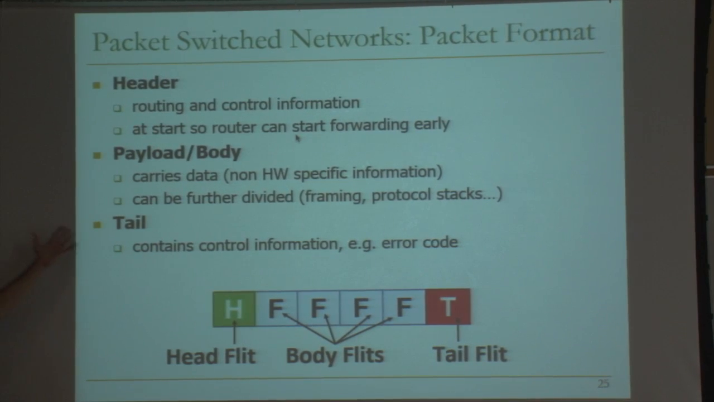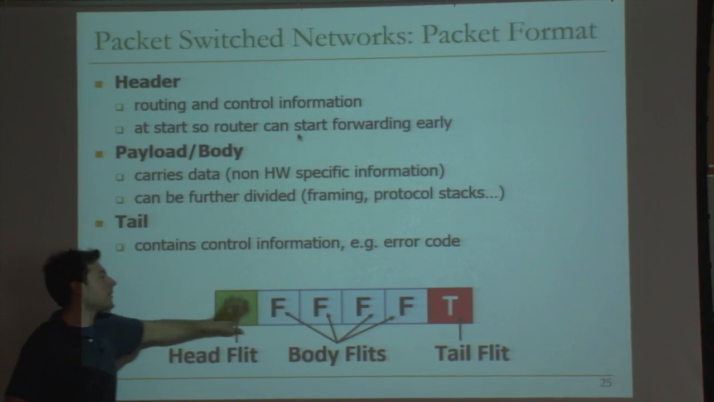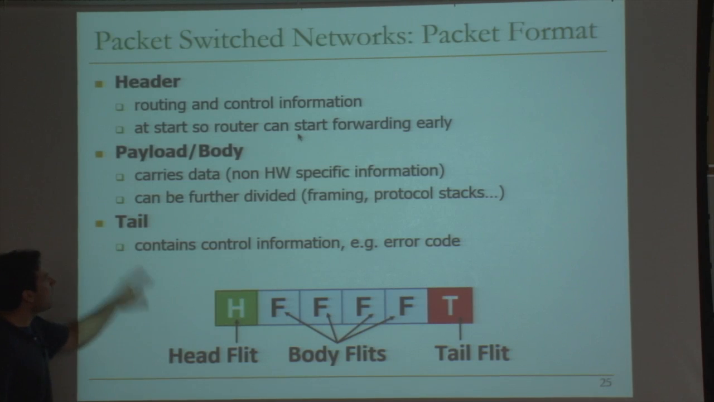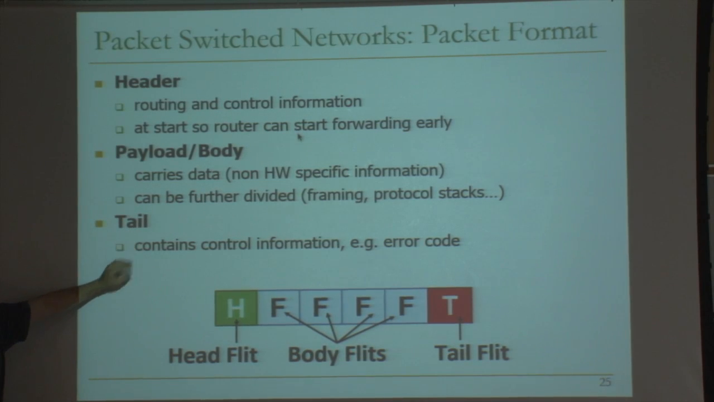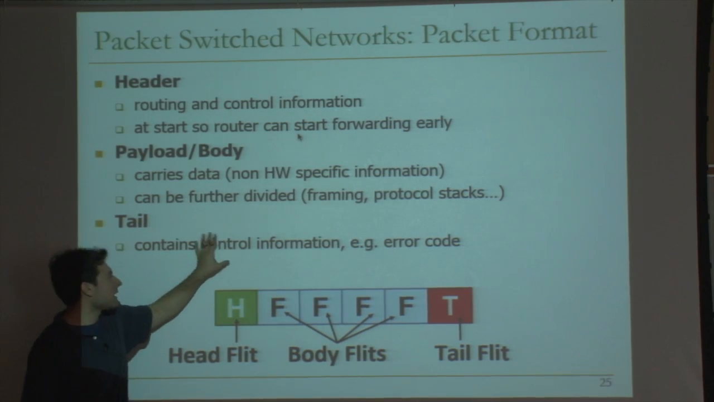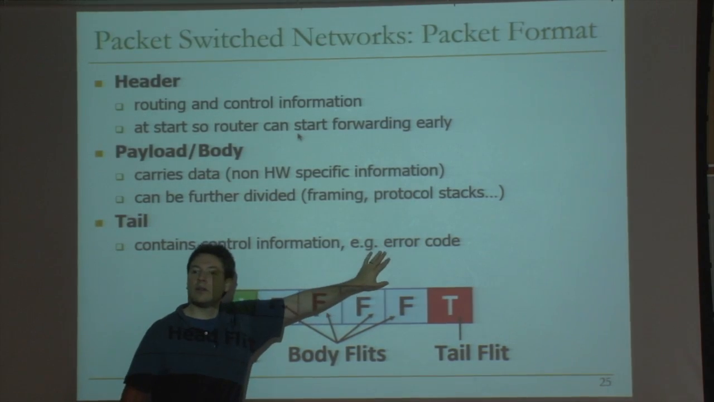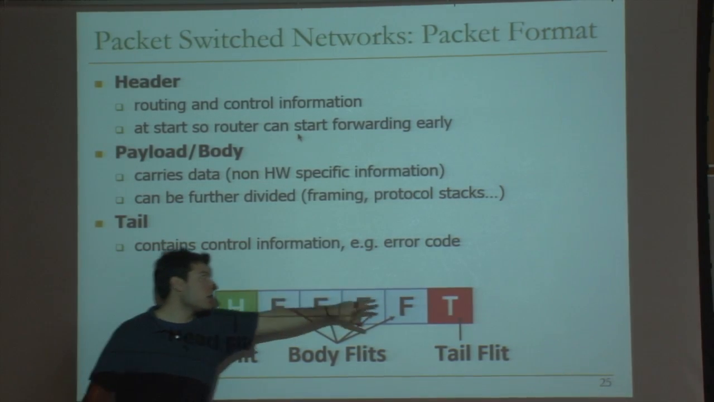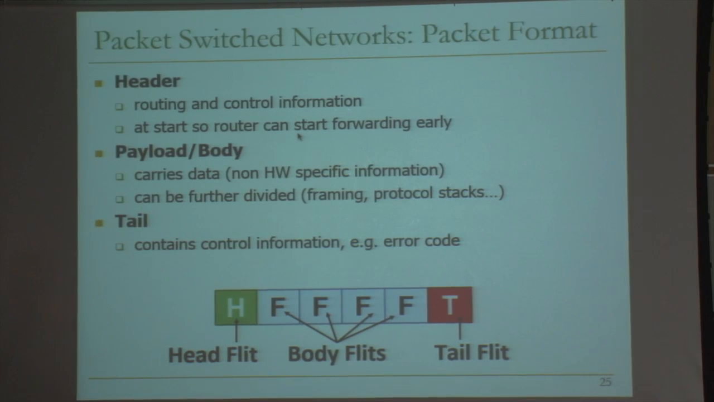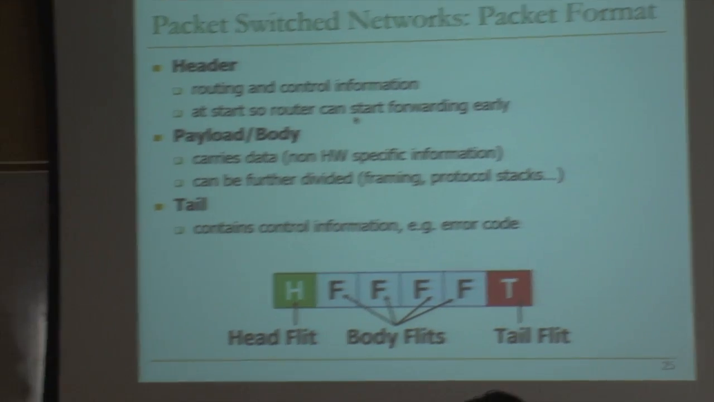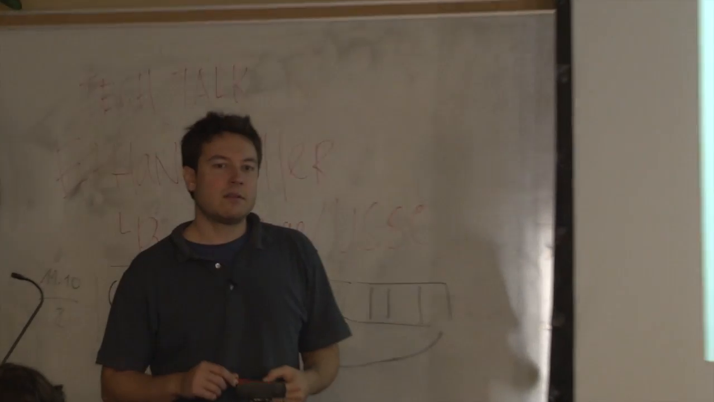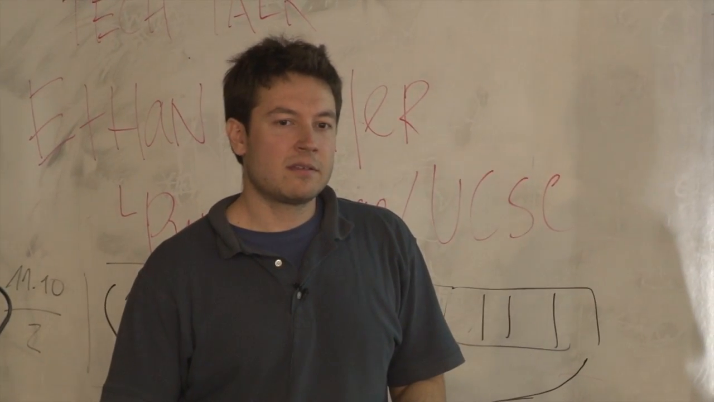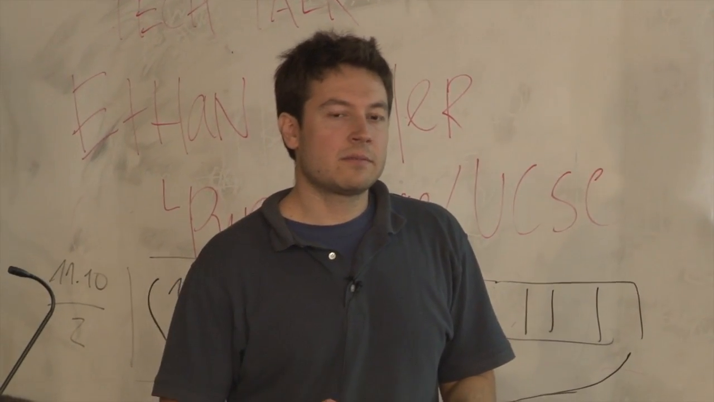Then you have the payload or the body. This is the data, the interesting part of the packet. And finally, you might have a tail section of a packet. And for instance, this could have, again, control information, for instance, an error code. And any ideas why the error code would be at the end of the packet? Generally, you perform some sort of operation on the information that's being sent to generate an error code.